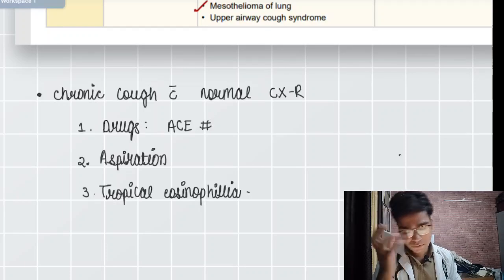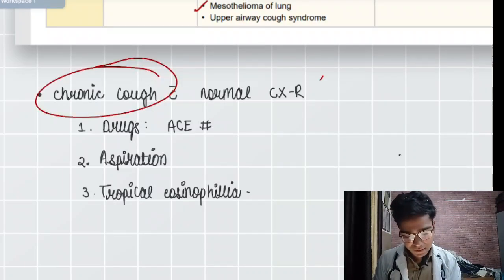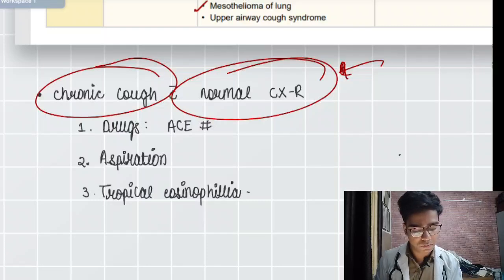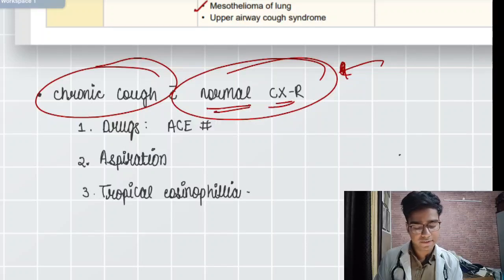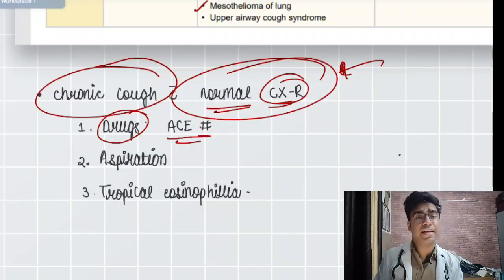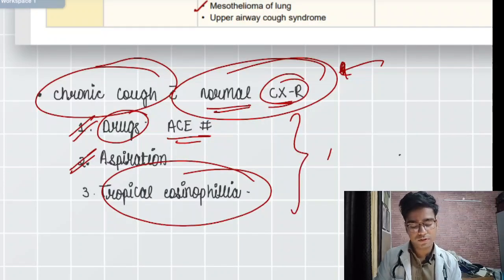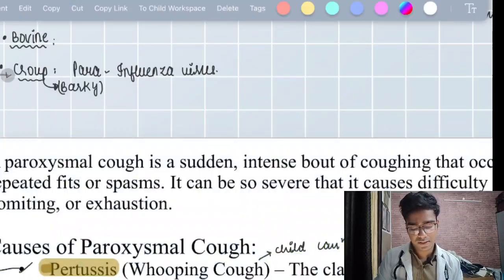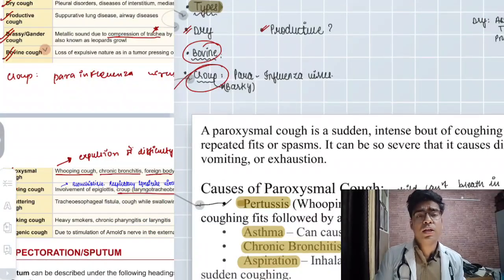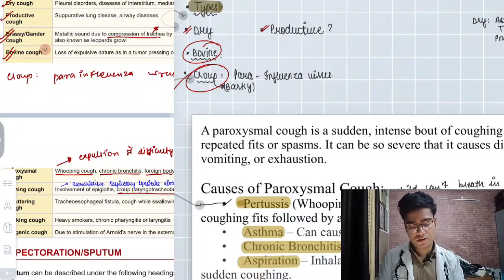Now, before that, I would like to make a point: if there is chronic cough and the chest X-ray is normal, any patient that comes with cough, we would like to order a chest X-ray. If the chest X-ray is normal, what can we think of? We can think of some drugs, for example the ACE inhibitor, where the chest X-ray will be normal. We can think of some aspiration which has not been picked up in the X-ray, and tropical eosinophilia. So these three causes, you must know, are the reasons for chronic cough along with a normal chest X-ray.